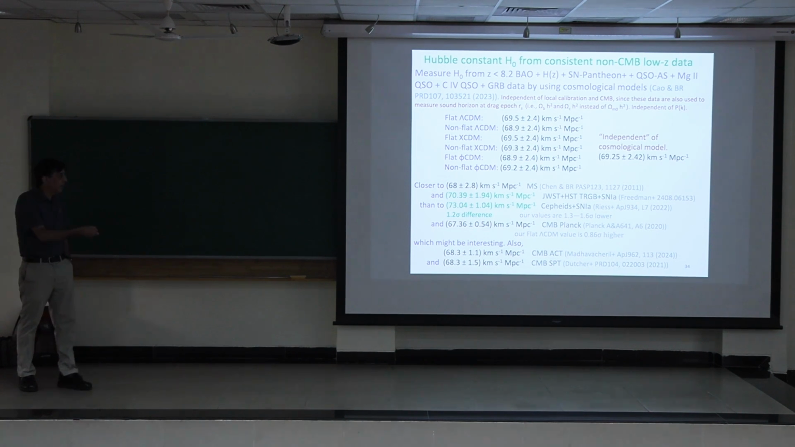And then what people usually call the Hubble tension is the difference between this number and this number, which is from Planck. And you can see that Planck assumes a flat lambda CDM model. And if you look at our flat lambda CDM model value, our value is about 0.9 sigma higher.